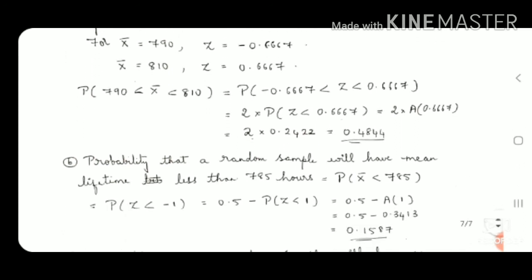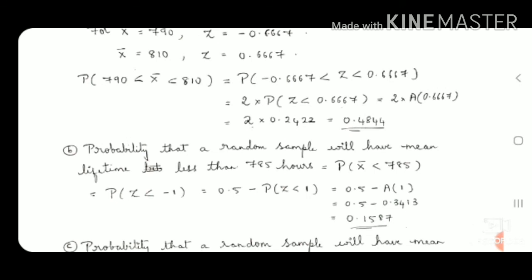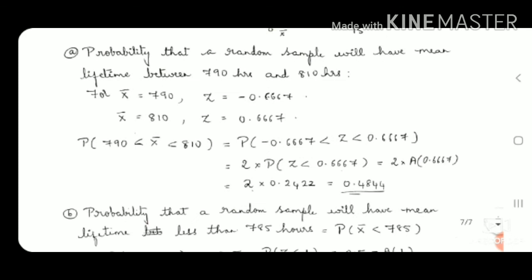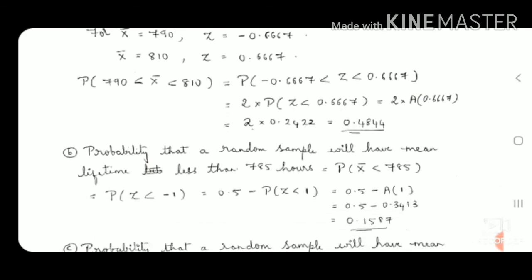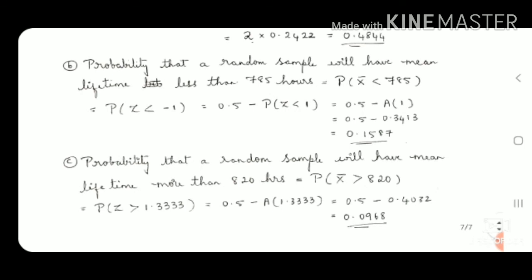0.4844. Similarly, the probability that a random sample will have a mean lifetime less than 785 hours: substituting x bar as 785 in z, we get z less than minus 1. Using the normal distribution table, we get the probability as 0.1587. Similarly, for a random sample with mean lifetime more than 820 hours, substituting in z, we get z greater than 1.8333. From the normal distribution table, we get the probability as 0.0968.